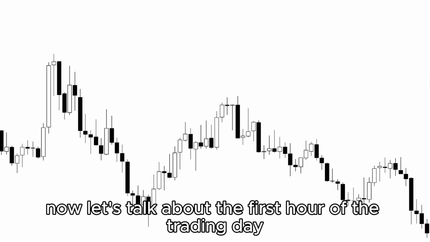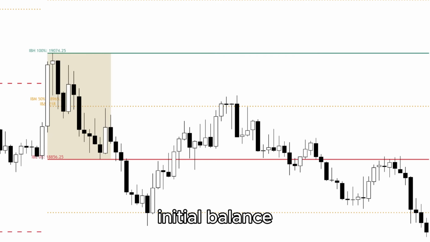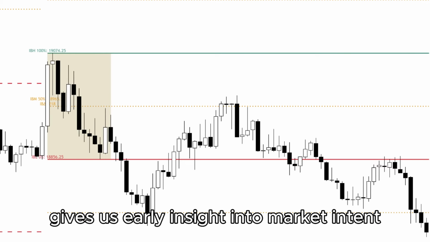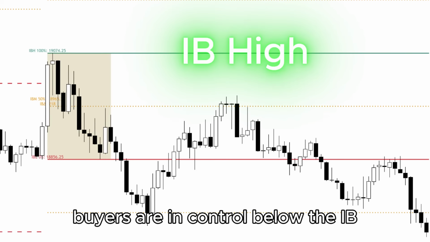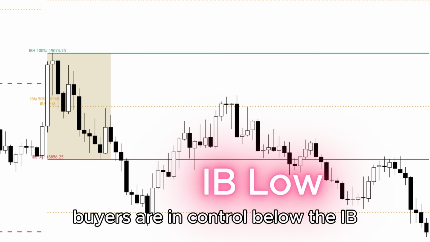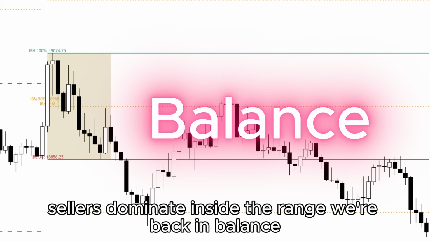Now let's talk about the first hour of the trading day. This is what I call the initial balance. Initial balance gives us early insight into market intent. If we're holding above IB high, buyers are in control. Below the IB, sellers dominate. Inside the range, we're back in balance.